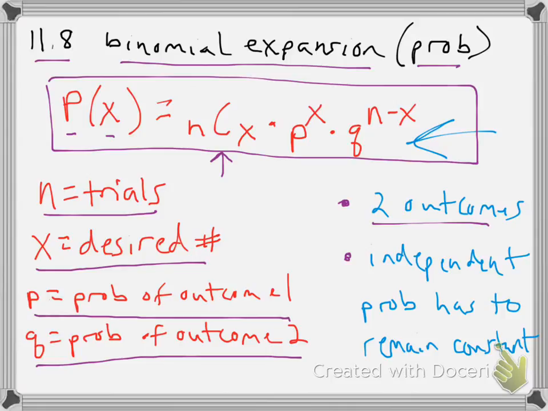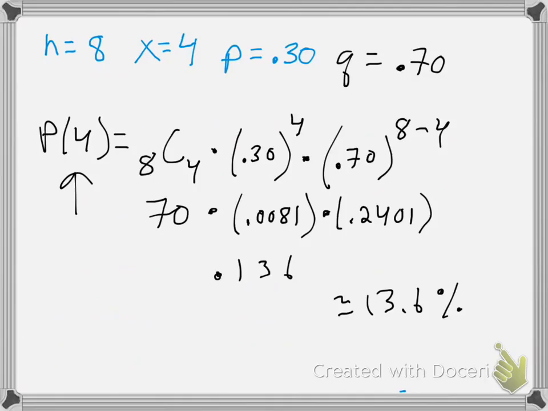The next is that the outcomes have to be independent of each other. One can't affect the other. And lastly, and probably most importantly, the probability has to remain constant throughout. So if the probability of a right answer is 25% initially, it needs to remain 25% throughout the entire problem for this to work. And so let's move on and see what kind of problems we're dealing with here.